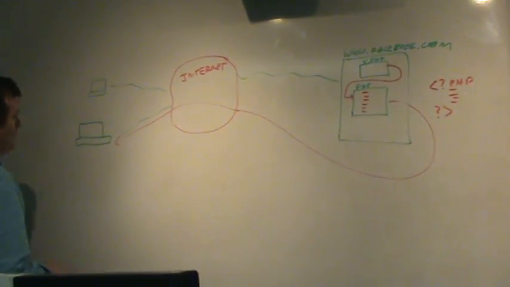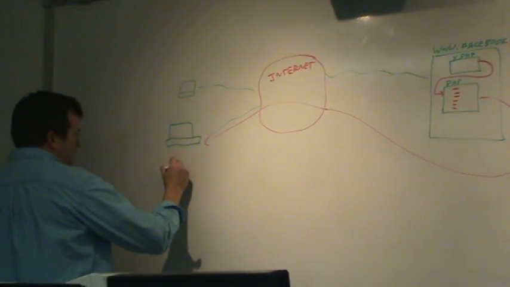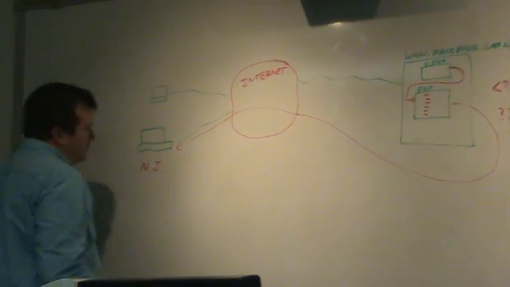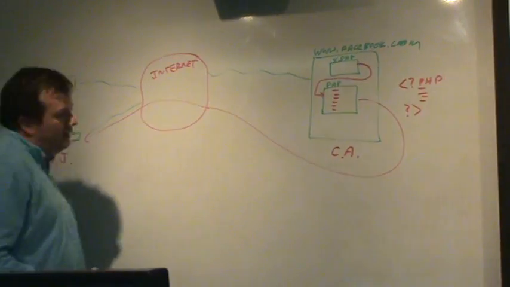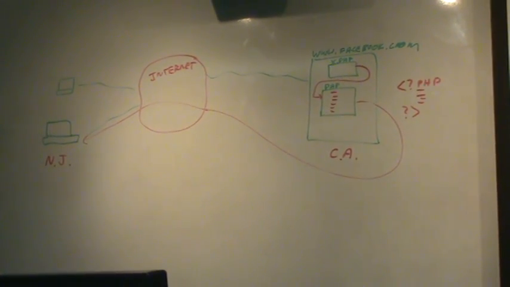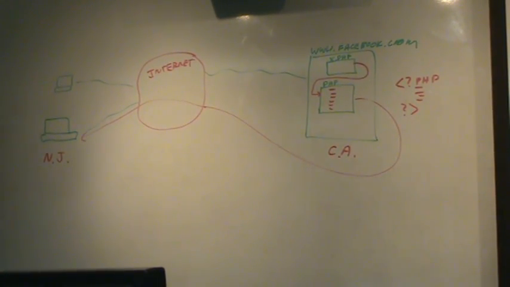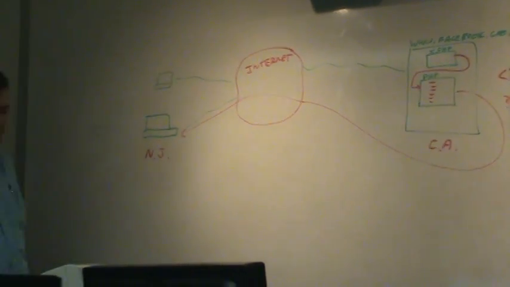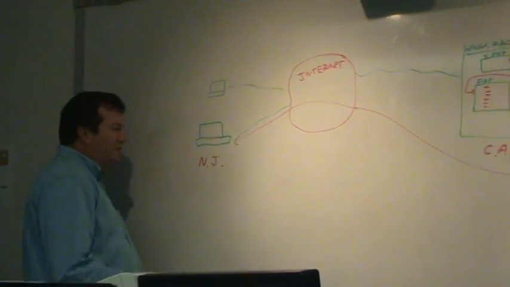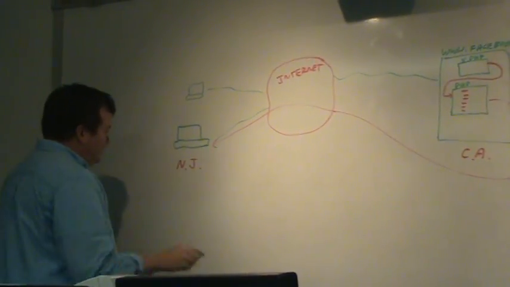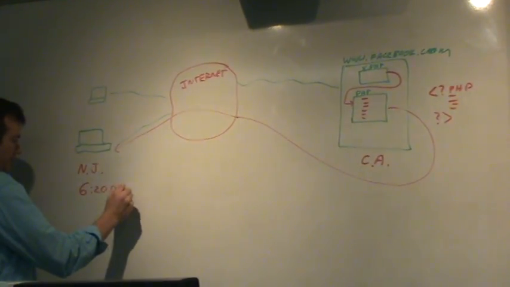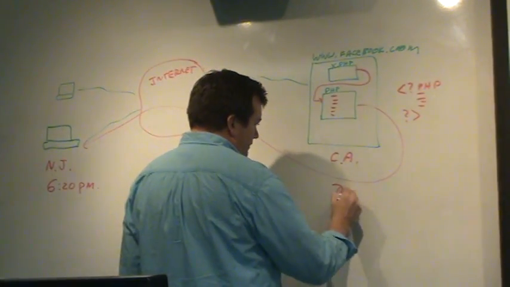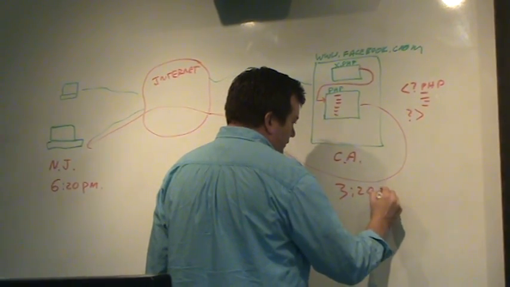What if you are in New Jersey and you're logged into Facebook, which the server is in California, and you write to a blog and for some reason they want to timestamp it. What timestamp should we use? So right now it's 6:20 p.m. in New Jersey, which means it's 3:20 in California.